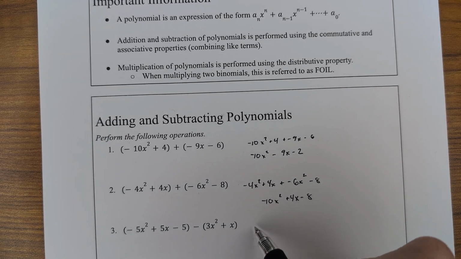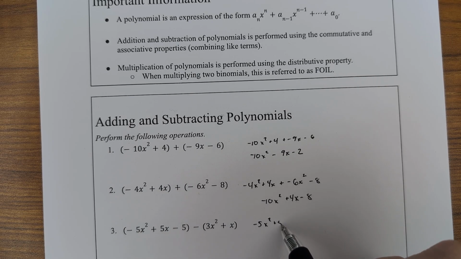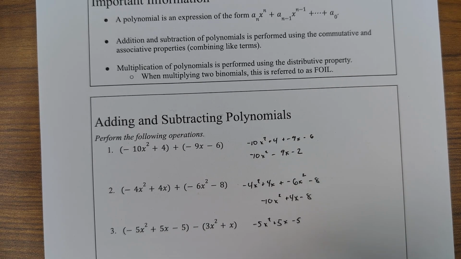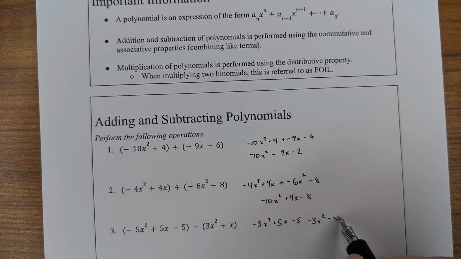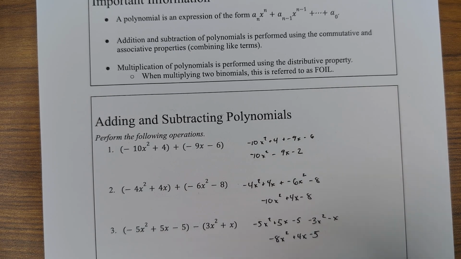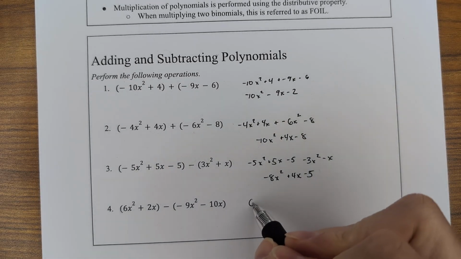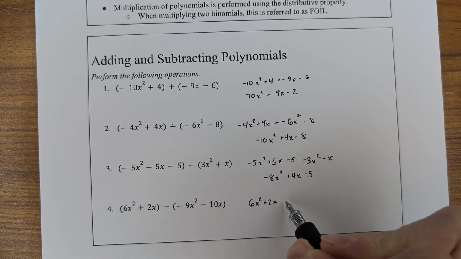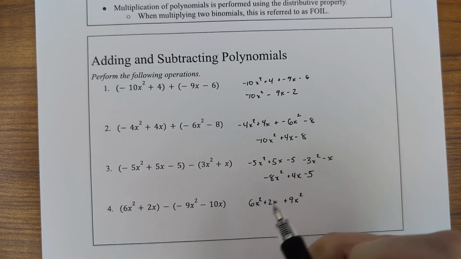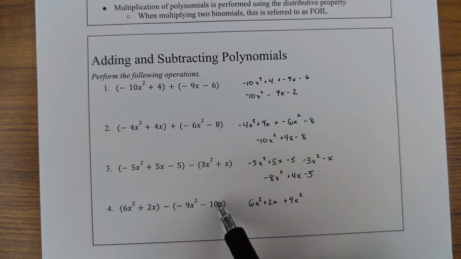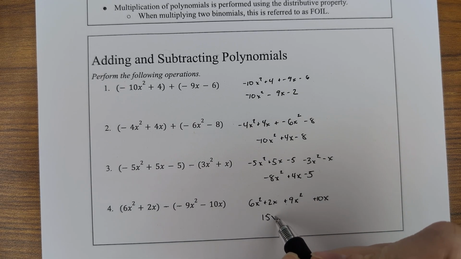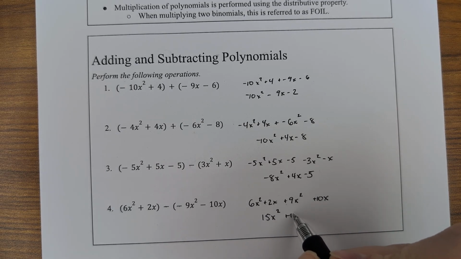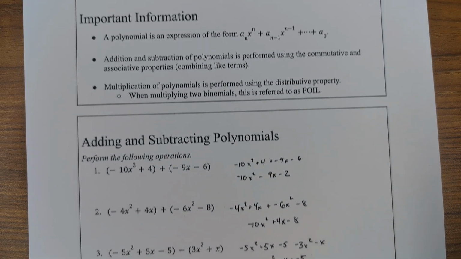Now subtraction is a little bit different. The first set of parentheses we can just drop, no problem. But for the second set, this negative sign has to distribute. So minus 3x squared minus x. So negative 8x squared plus 4x minus 5. And our last one, first set of parentheses, we can just drop. For the second set, we have to distribute the negative. So negative 9 is positive 9, negative 10 is positive 10x. So like terms would be 15x squared plus 12x. And those would be our solutions.